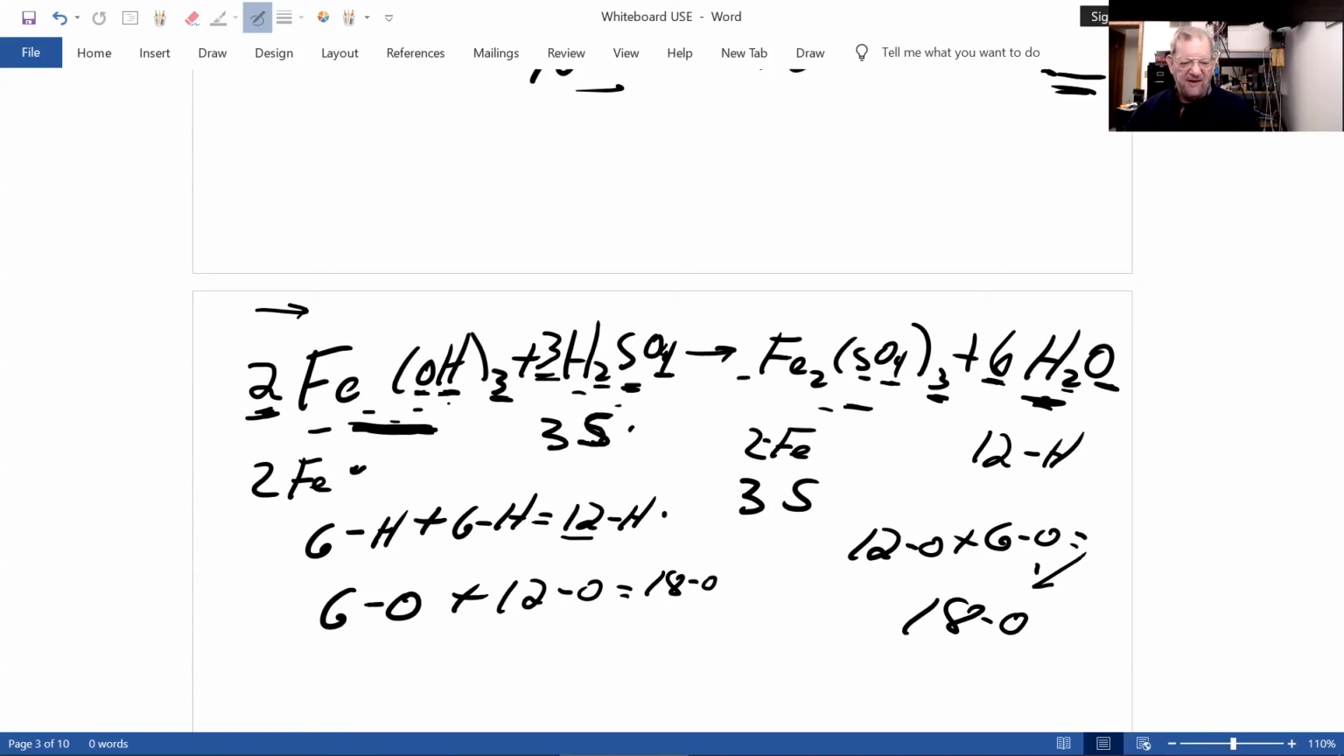Over here, I have 2 iron. Over here, 2 iron. 3 sulfur, 3 sulfur. 12 hydrogen, 12 hydrogen. 18 oxygen, 18 oxygen, success. And that's how you balance it.